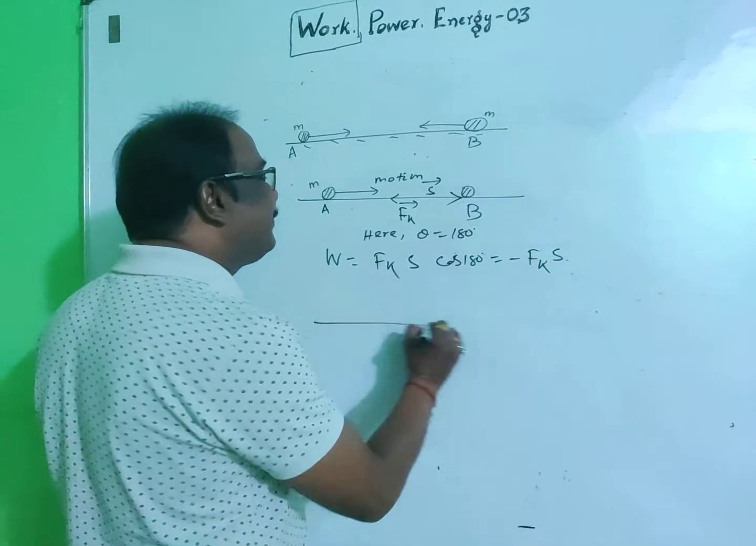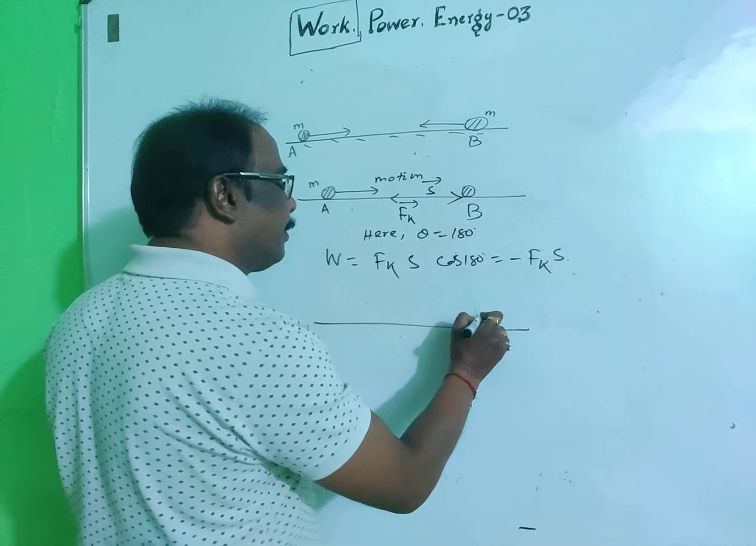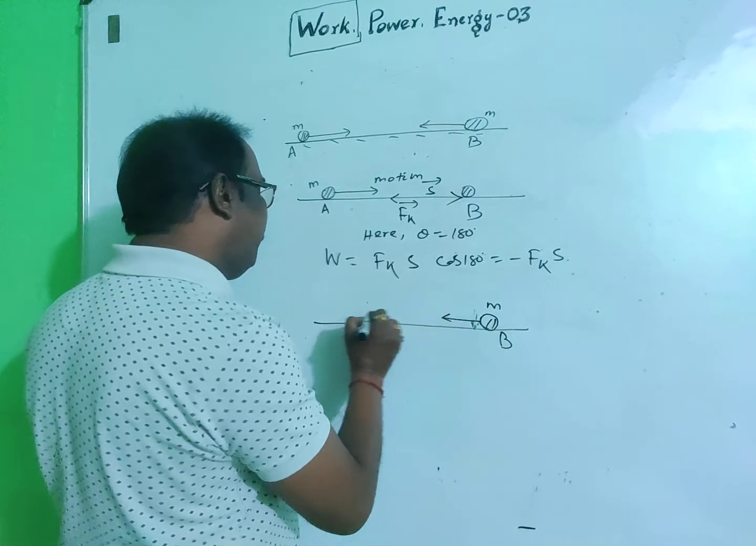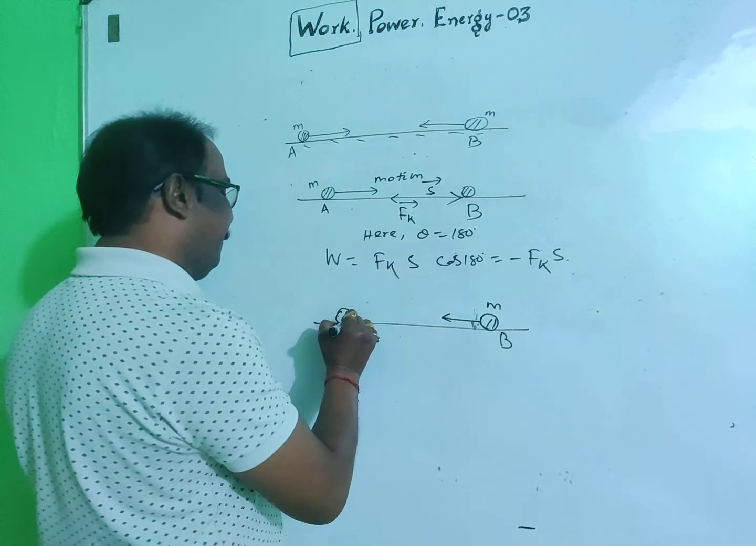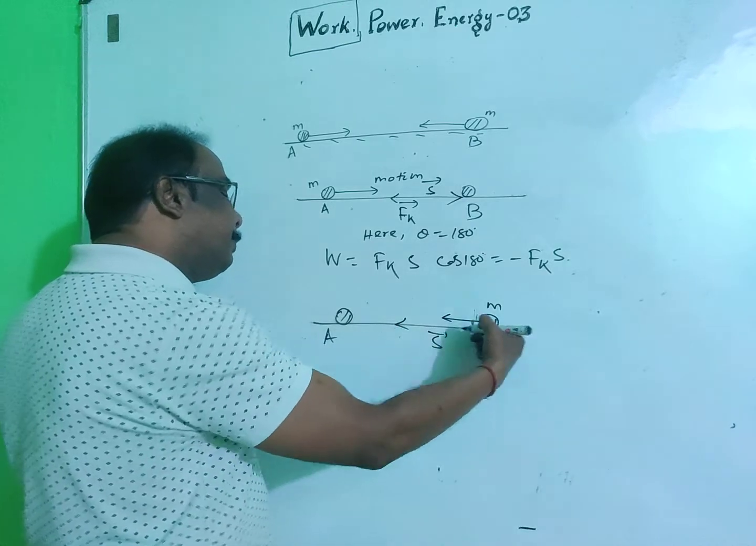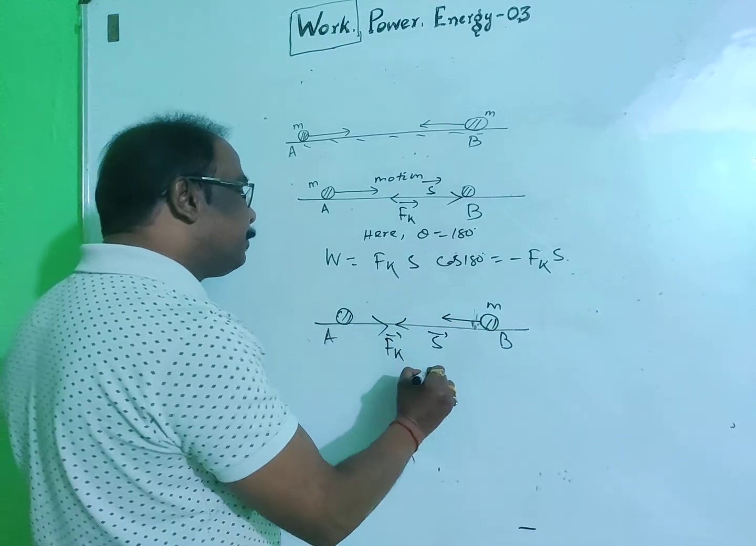And similarly, if you take the body brought from B to A, again the displacement is S. When the body moves from B to A, then kinetic friction opposes its motion. Here also.